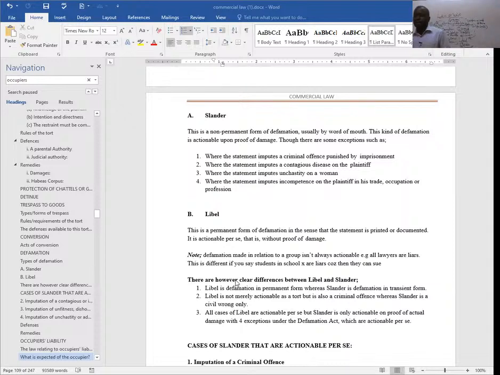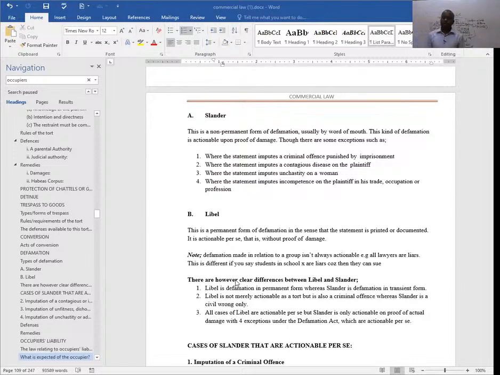So just remember they are actually of 2 types, and be able to differentiate between the 2 types of defamation. So we can have libel or we can have slander. Libel is in a permanent form, while slander is in a non-permanent form.